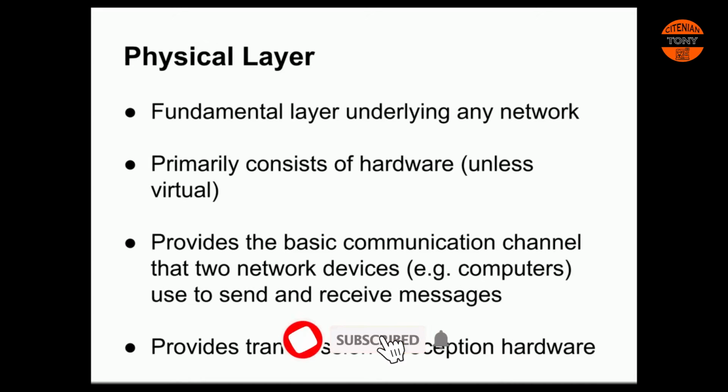This layer provides the basic communication channel that two network devices, such as computers, can use to send and receive messages. This layer includes the transmission and reception hardware, as well as the physical link between the devices.